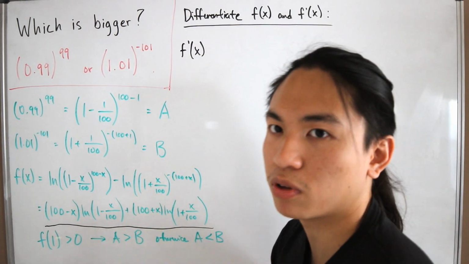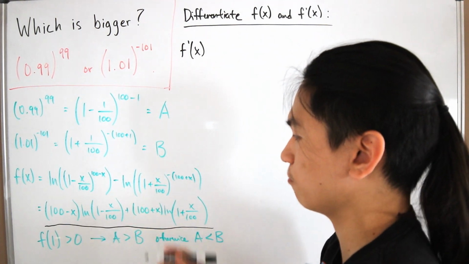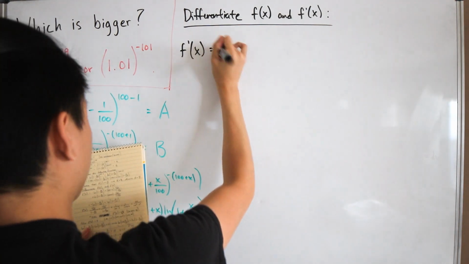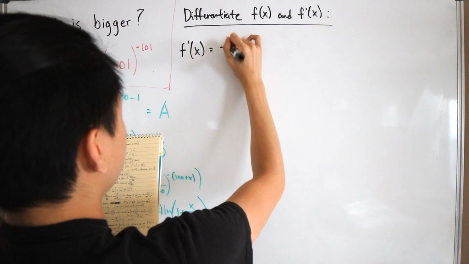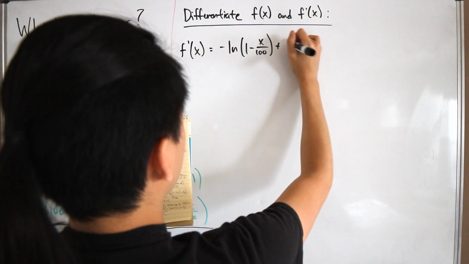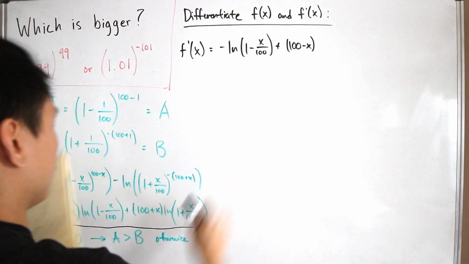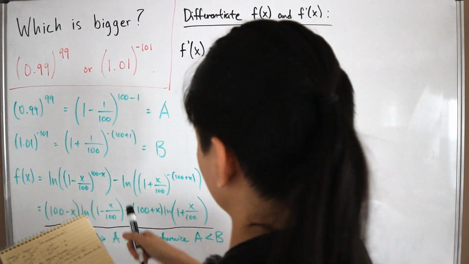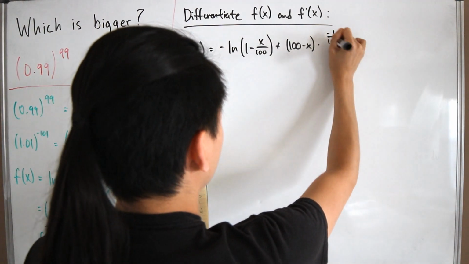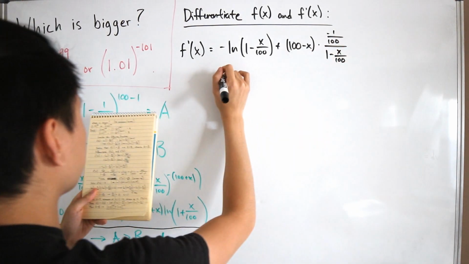From here, we can apply the product rule. We have to do this twice since it's a sum of products of functions. But this is pretty straightforward, as we see that f prime of x is going to equal negative ln of 1 minus x divided by 100, then we add this with 100 minus x, then we multiply with the derivative of the natural log of 1 minus x over 100. What that comes down to is negative 1 divided by 100, and then divided by 1 minus x divided by 100. Then I'm going to move on to the next line.